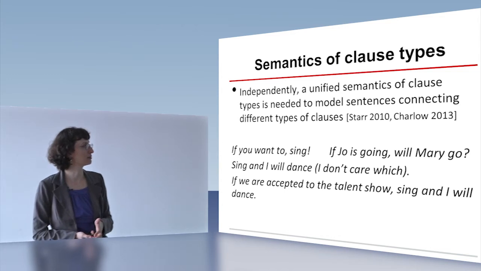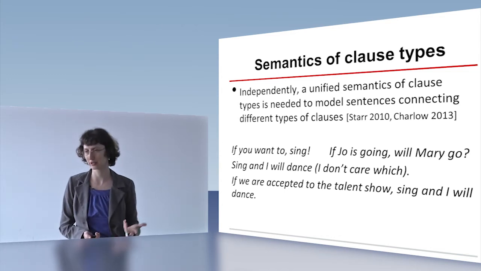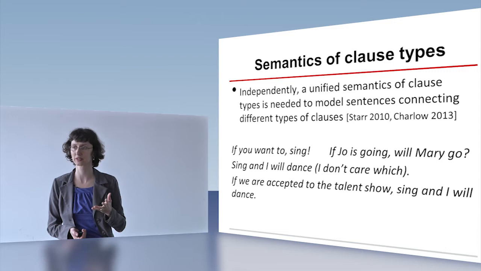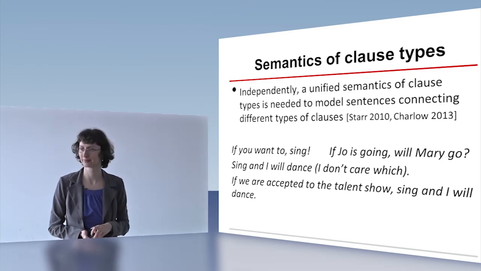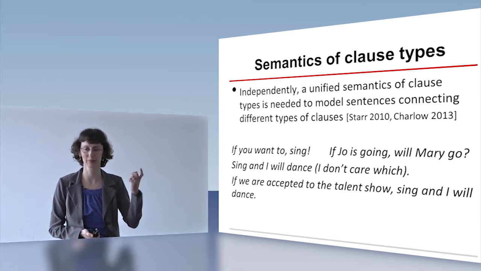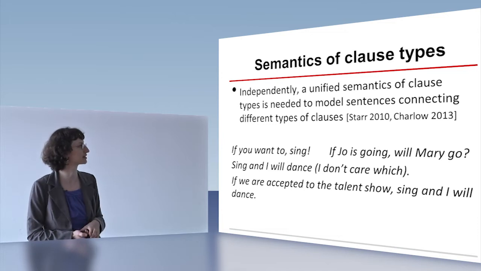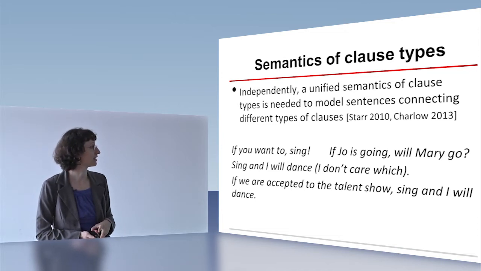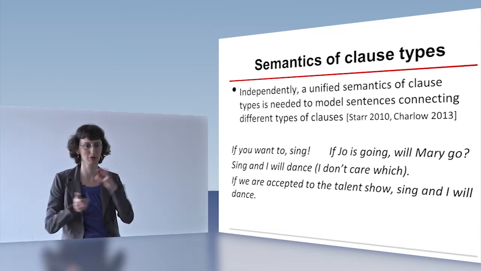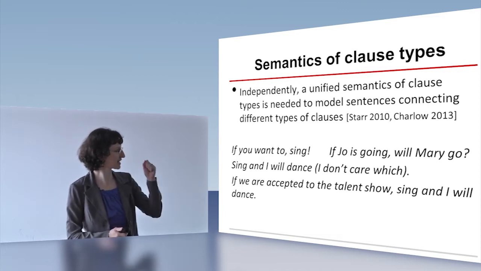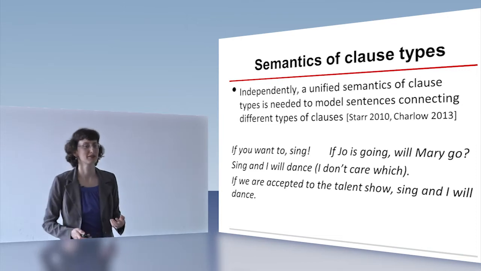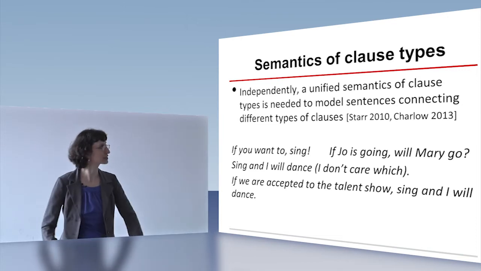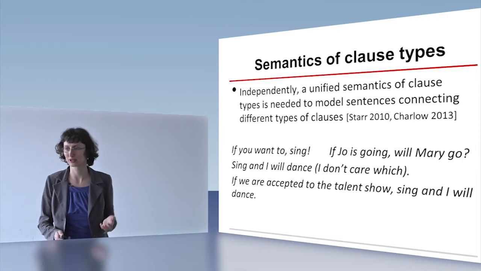If Joe is going, will Mary go? Right? The if clause is a declarative, the then clause is an interrogative. Sing, and I will dance. I don't care which. Right? So that's a conjunction of imperative and declarative. And even if we pile them all together: if we are accepted to the talent show, sing, and I will dance. Okay.